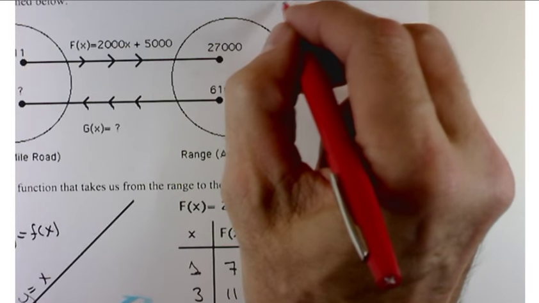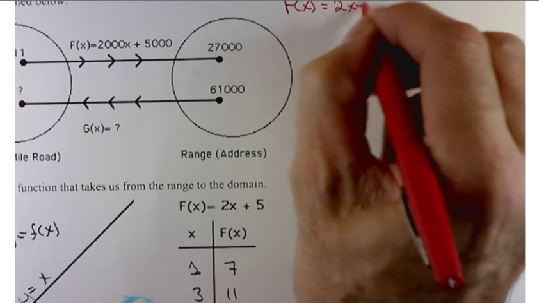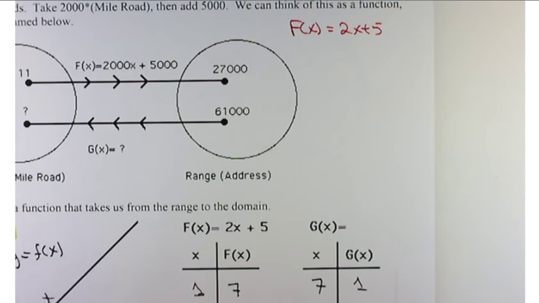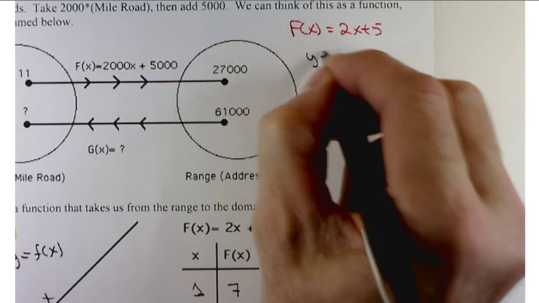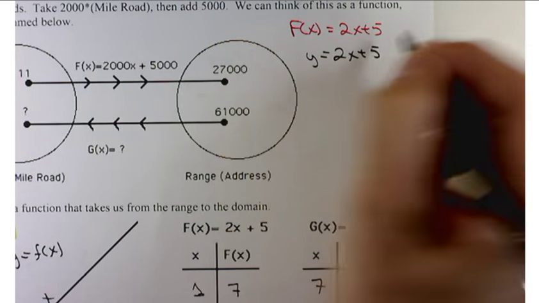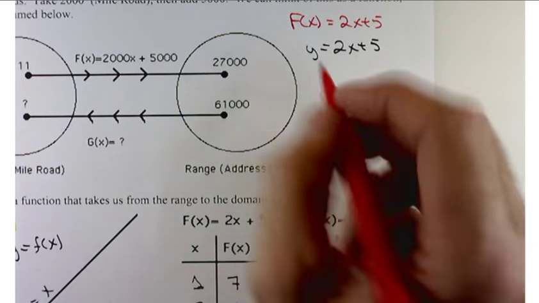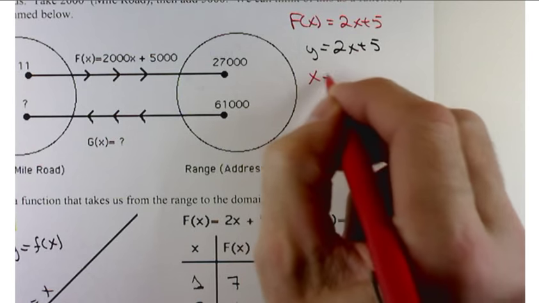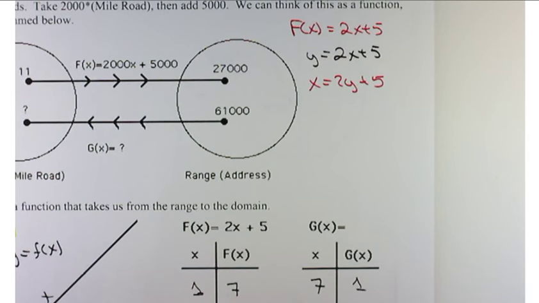So we'll start up here. f of x is 2x plus 5. First thing you're going to do is replace f of x by y. y equals 2x plus 5. And then the next step is to interchange x and y. So wherever there's an x, you write a y. Wherever there's a y, you write an x.